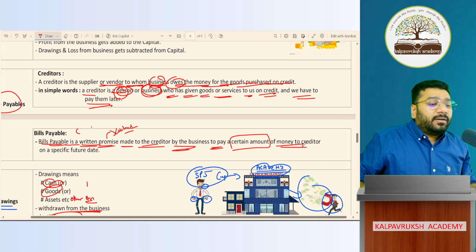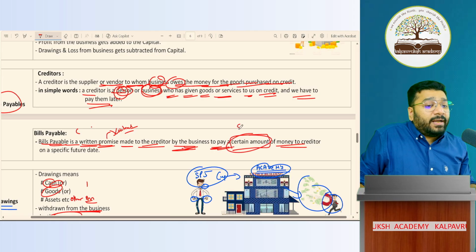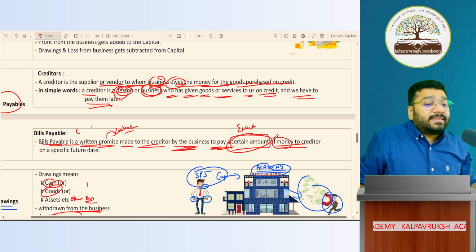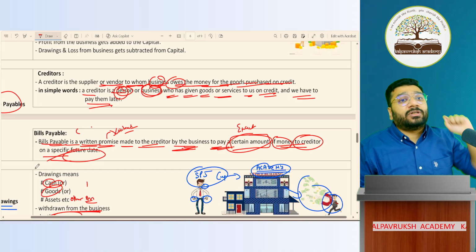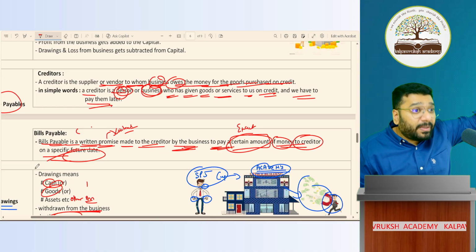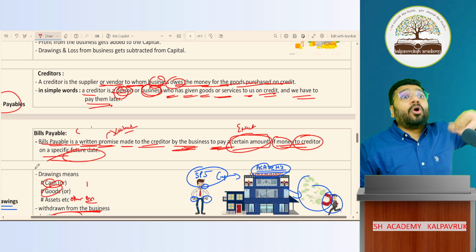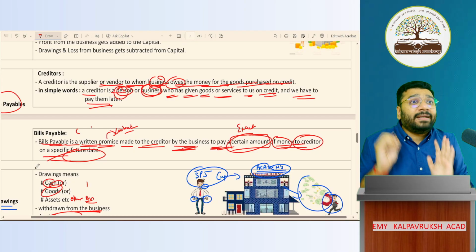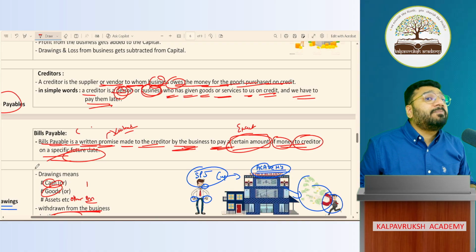So BP is a written promise made to the creditor by the business to pay a certain amount. Certain means exact amount, how much to pay to the creditor, on what future date. The date also is mentioned. To whom I should pay money, how much money, on what date I'm supposed to pay, everything has been clearly agreed in that contract and both the parties sign it. That is called bills payable.